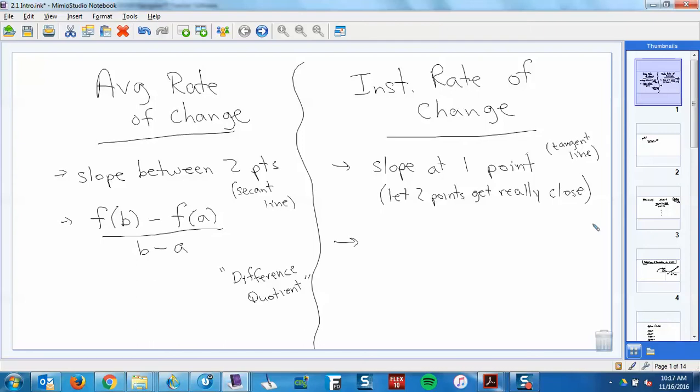Now, instantaneous rate of change. Of course, we've now learned that means slope at 1 point. The instantaneous rate of change is slope at 1 point. That's a tangent line to the curve. It only touches a curve at 1 point. But we don't have a fancy formula for how to do the slope at 1 point.